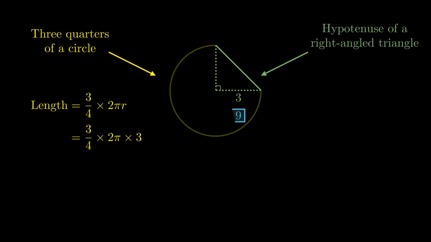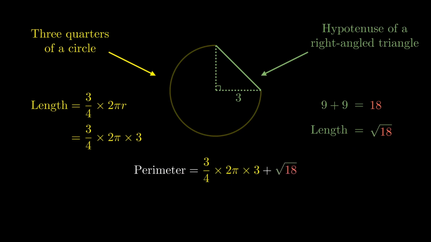3 squared is 9, and the same square happens on the other side because the vertical one's also 3, it's a circle, so they're all the same. And so the big square must be 9 plus 9, which gives us 18 for that one. So that means the green length must be the square root of 18. And so now that I've got those two pieces, I would enter all of that into my calculator in one go to work out the perimeter, those two things put together, which then gives me 18.38.